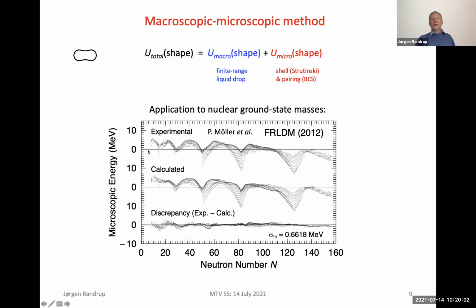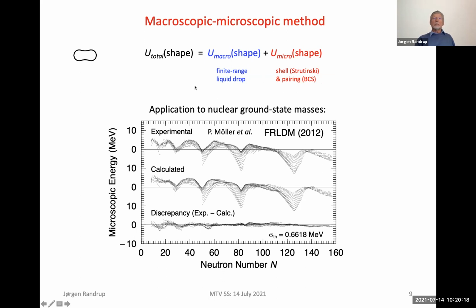It doesn't work very well. So this is the best method for calculating the potential energy as a function of shape. So this is the, yeah, good to keep in mind. It's what is being used.